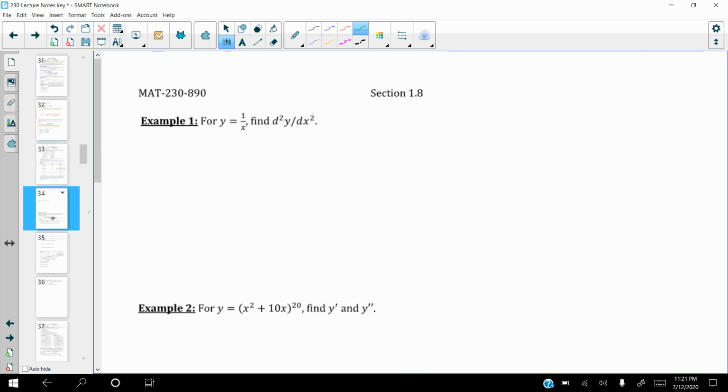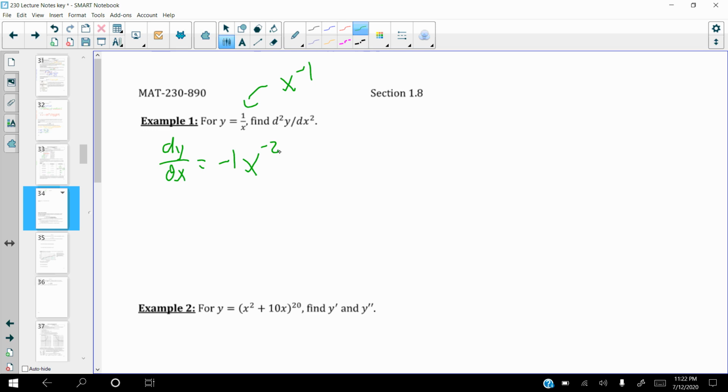All right, so let's go ahead and do a couple of practice problems here. If I have the function y equals 1 over x, we want to find d squared y over dx squared, which is the second derivative. Well, in order to get to the second derivative, we have to take the first derivative. So let's find dy dx. Well, 1 over x is the same thing as x to the negative 1 power. So we're going to use the power rule, and we're going to bring down the negative 1. And then we're going to reduce the power by 1, so that's now negative 2.